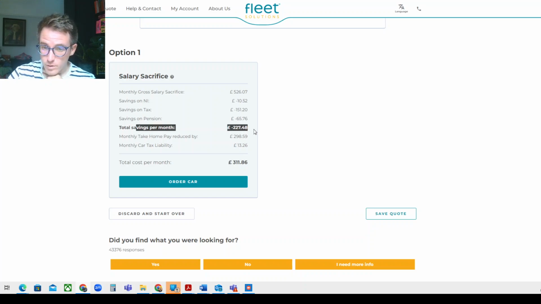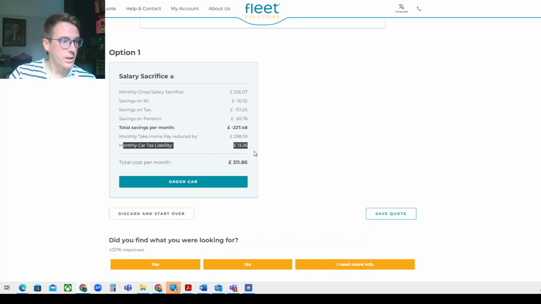You're saving £200 a month on that, and your monthly tax liability, because essentially you're allowed to sacrifice some of your salary to get a benefit, and that benefit is a car, and so you're taxed on that benefit, because obviously they're losing all this.